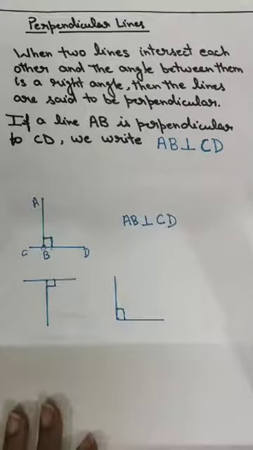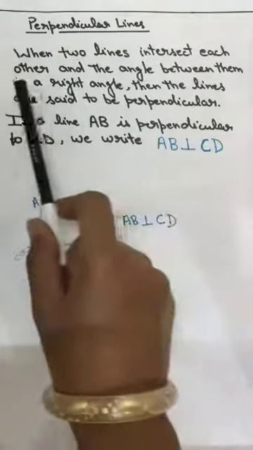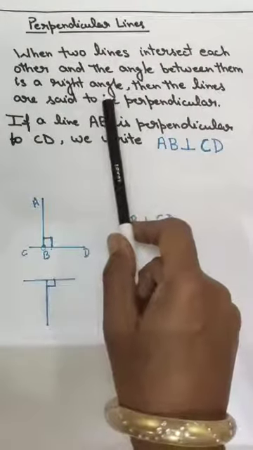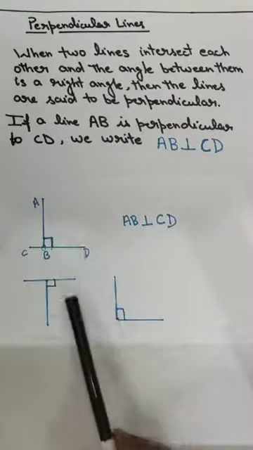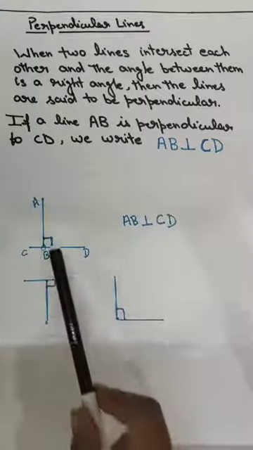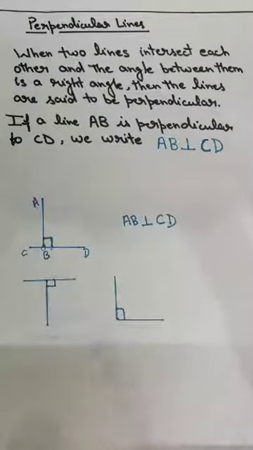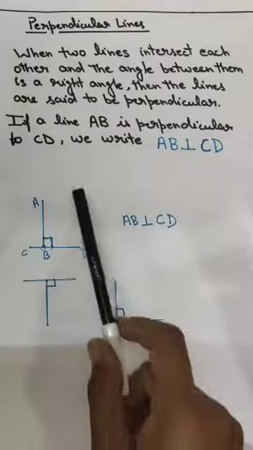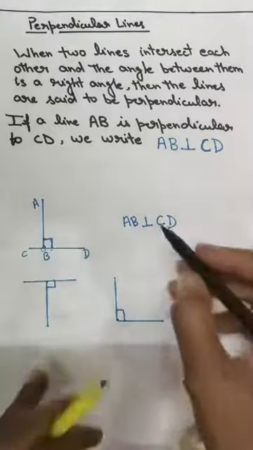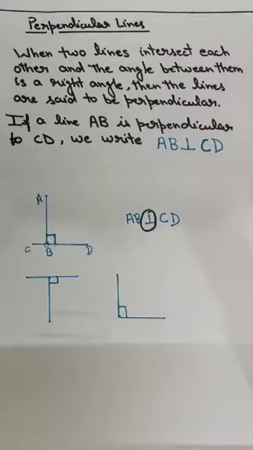I am repeating its definition. When two lines intersect each other and the angle between them is a right angle, they are intersecting each other. See, in every figure two lines are intersecting and the angle between them is a right angle in all the three cases. Then the lines are said to be perpendicular. That means they are perpendicular lines. And this is the symbol of how to write the word perpendicular. AB is perpendicular to CD.